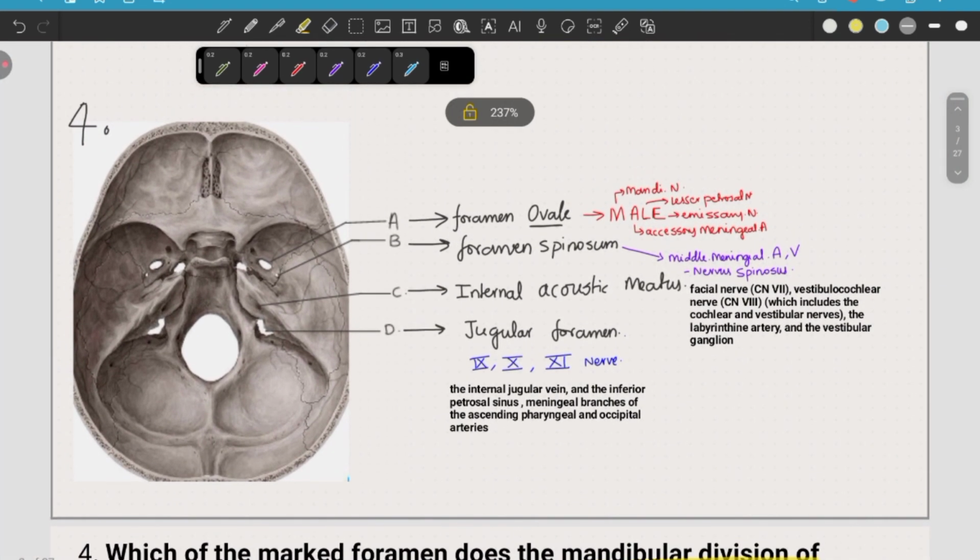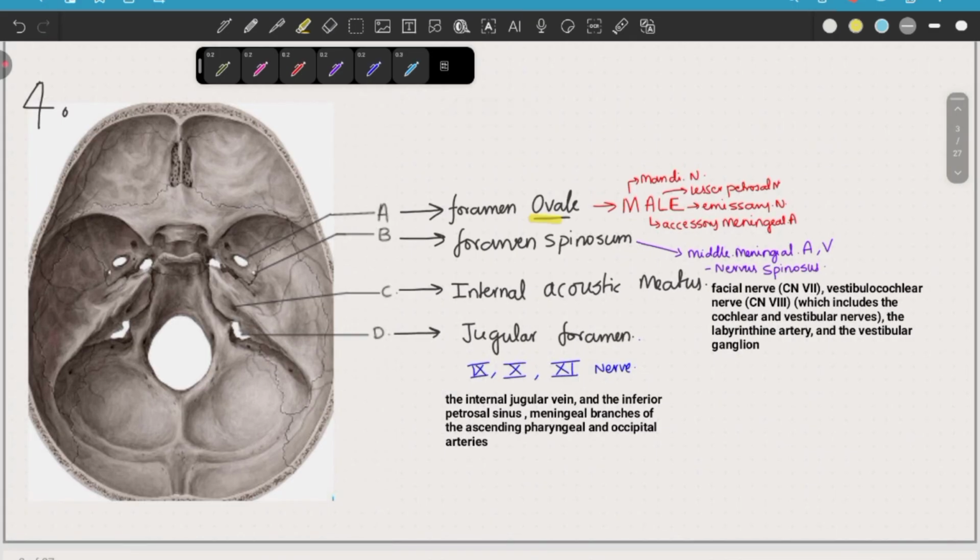Now, I have told you foramen ovale, ova is loved by whom? Male. So which are the male structures? Mandibular nerve, accessory meningeal artery, and lesser petrosal nerve. These are the male structures, but you can remember man loves ova, and the mnemonic is also MALE.